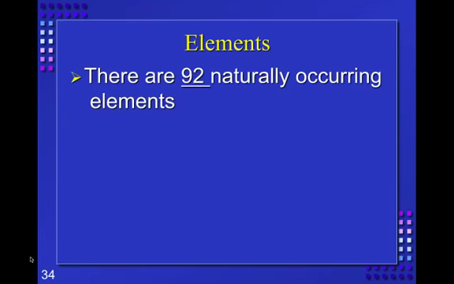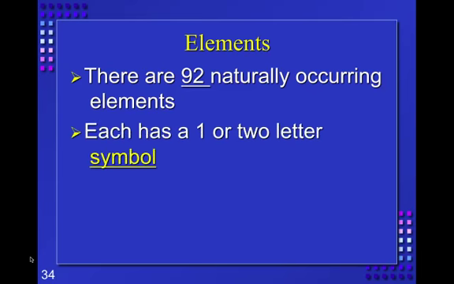Alright, the last part of Chapter 1 deals with the elements, and this is just a brief overview. Later in Chapter 5, we will actually cover the elements in detail, but let's just have a brief overview now. There are 92 naturally occurring elements. That means there are 92 that are not man-made.